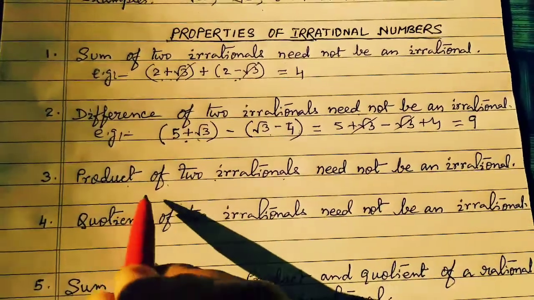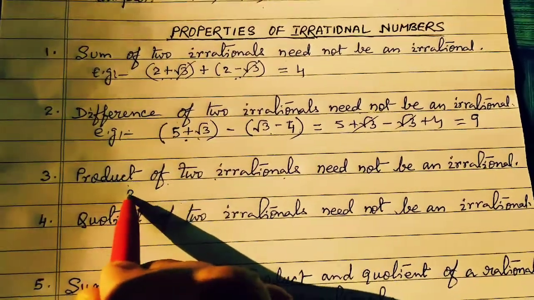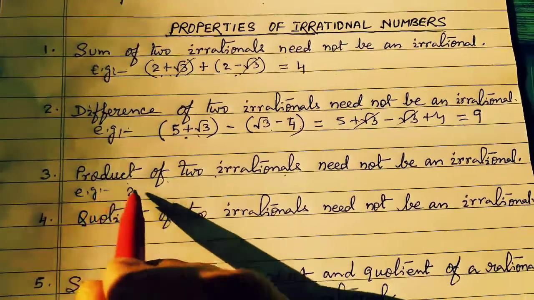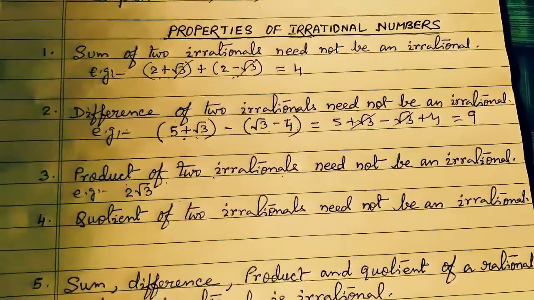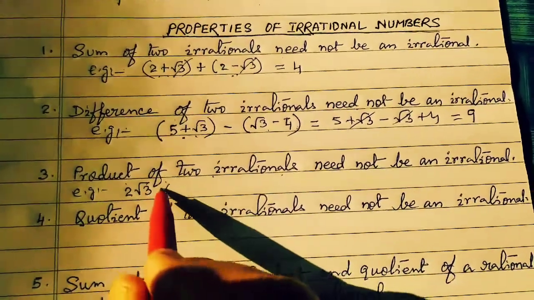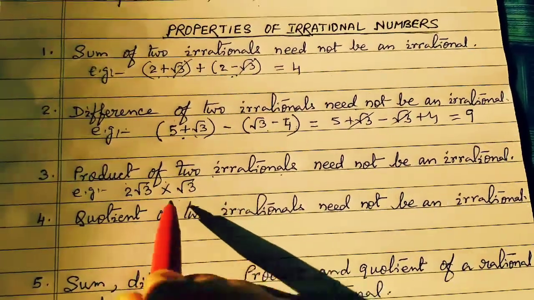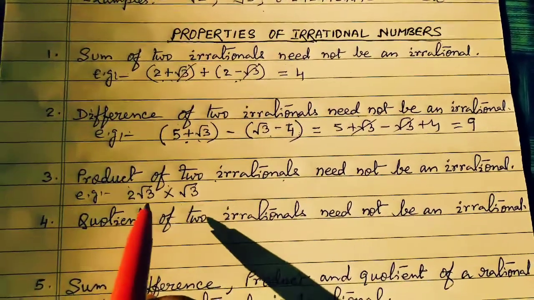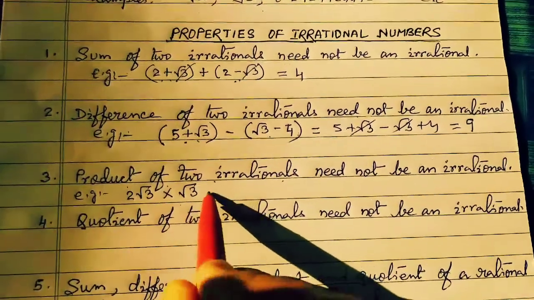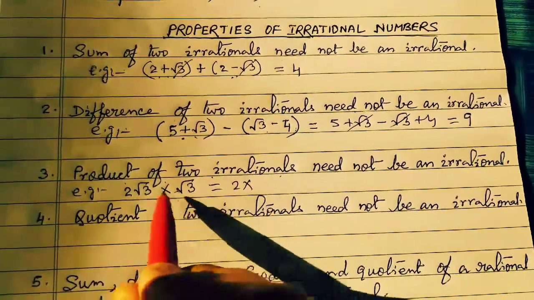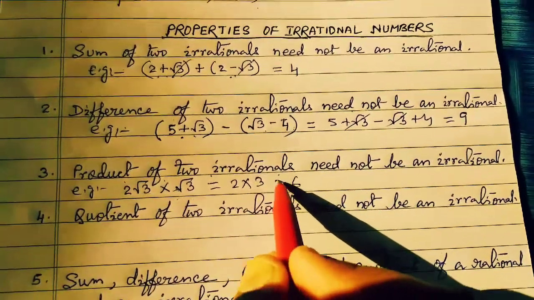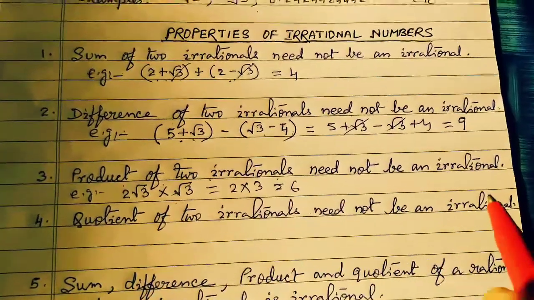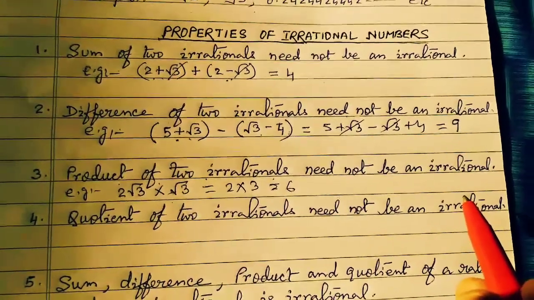Now the third property is that the product of two irrationals need not be an irrational. Suppose we take 2 root 3, which is an irrational number, and multiply it with root 3, which is also an irrational number. If you multiply 2 root 3 with root 3, we get 2 into 3, which is 6. So the product of two irrationals need not be an irrational number.